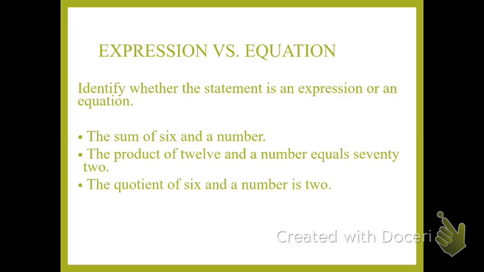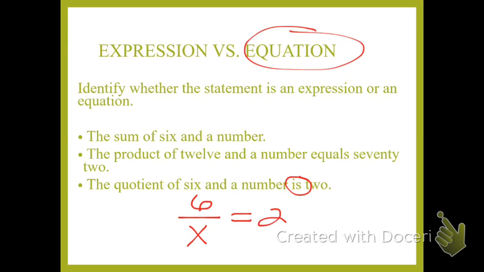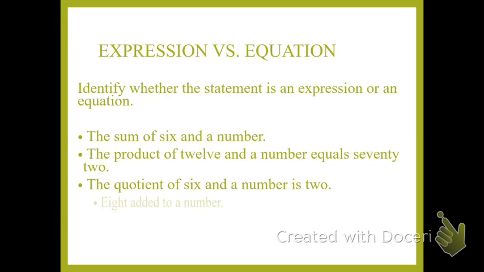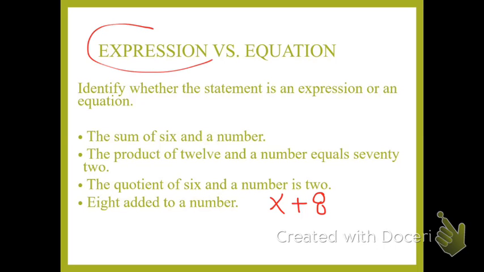The quotient of 6 and a number is 2. Remember that is means equal, making this one an equation. 8 added to a number. No equal sign, so this one's an expression.